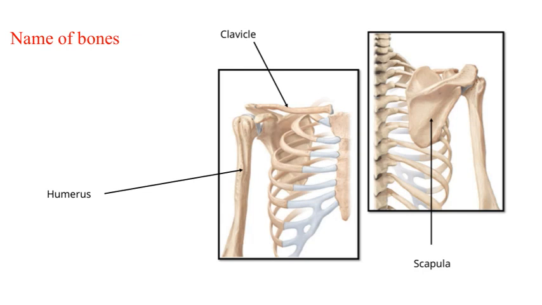Let's take a closer look at some key bones in the shoulder region. First, we have the scapula, which is often called the shoulder blade. It plays a crucial role in shoulder movement and stability. Next is the clavicle or collarbone, which connects the arm to the trunk and helps support the shoulder. Then there's the humerus, the long bone of the upper arm that extends from the shoulder to the elbow.